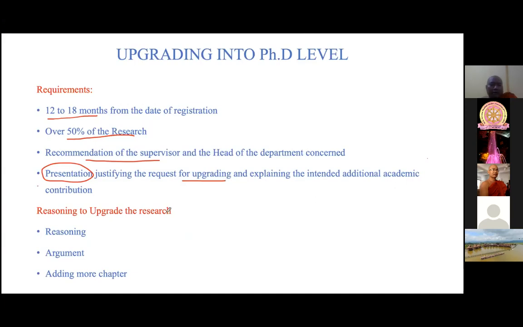Reasons to upgrade your research: reasoning, argument, adding more chapters. Usually of these three, reason and argument are enough. Adding more chapters now seems weaker, a little weak. Okay, next slide, please.